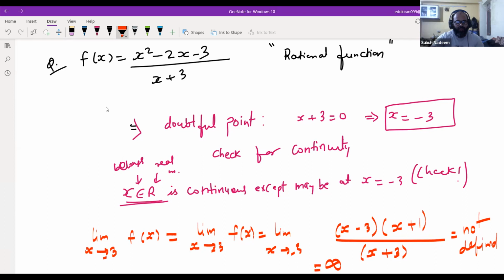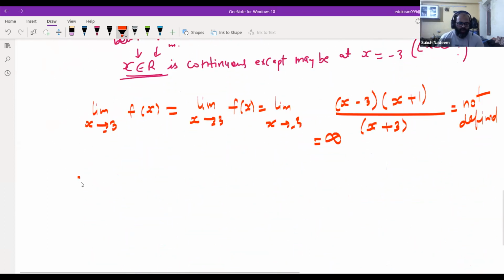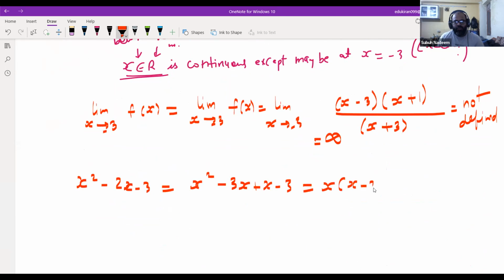Here basically x square minus 2x minus 3 was there. So this is x square minus 3x plus x minus 3. So this will be (x minus 3) into (x plus 1). So x square minus 3x plus x minus 3 is done. Now denominator is not x minus 3, it is x plus 3.